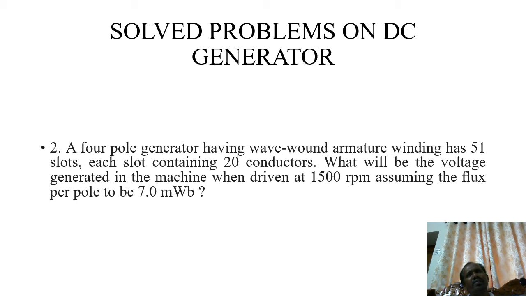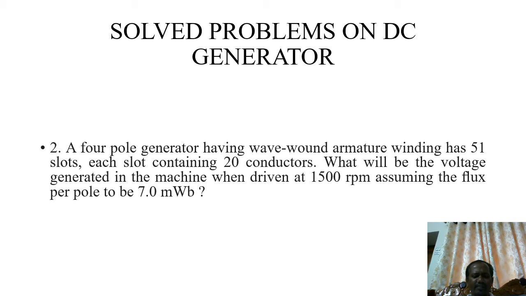Eg is the generated EMF, phi is the flux in webers, Z is the number of conductors, N is the speed of the machine, P is the number of poles, A is the number of parallel paths. If it is lap wound, A is equal to P. If it is wave wound, A is equal to 2. You will take this data, substitute it into the related equation, calculate what the question asked in the problem, and you will get the generated voltage.